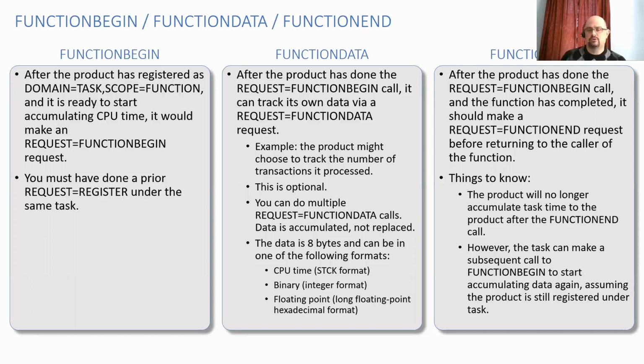The data we can store: you have one 8-byte field. It can be one of the following formats: CPU time, which is store clock format, binary format, which is an integer, and then floating point format, which is a long floating point hexadecimal value. The product has to pick one of these.